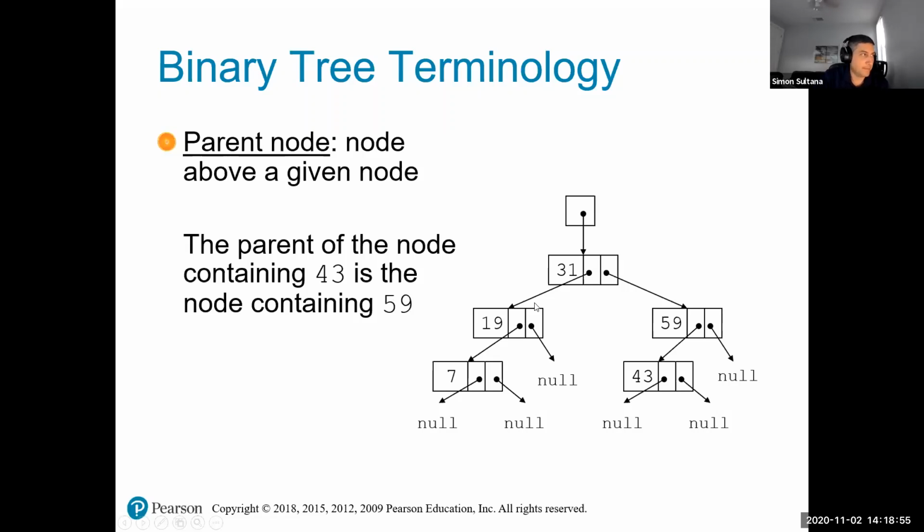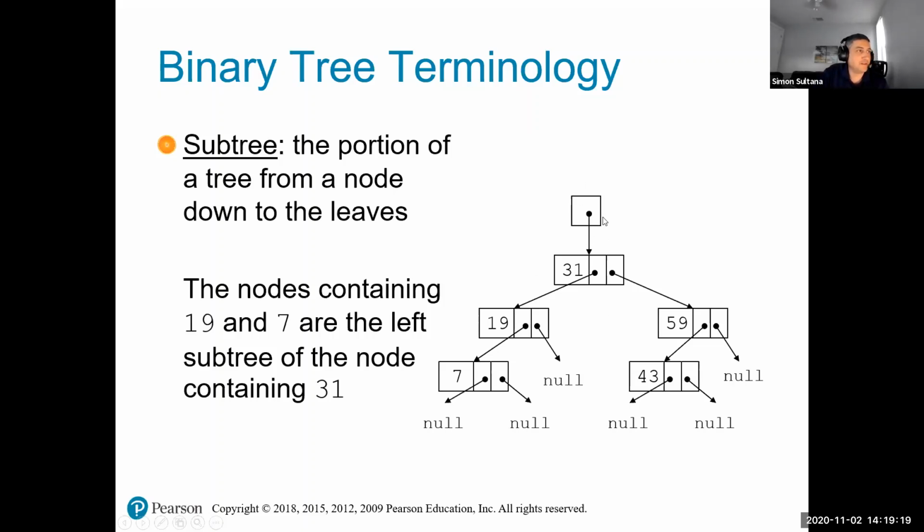Parent nodes are going the opposite direction. The parent node of 43 here is 59, and the parent of 59 is 31. And I've heard this terminology before, though you don't hear it too often, 31 would be the grandparent of 43.